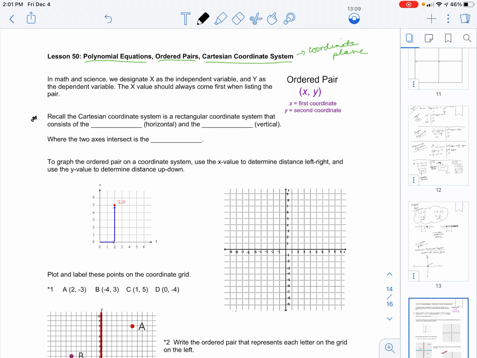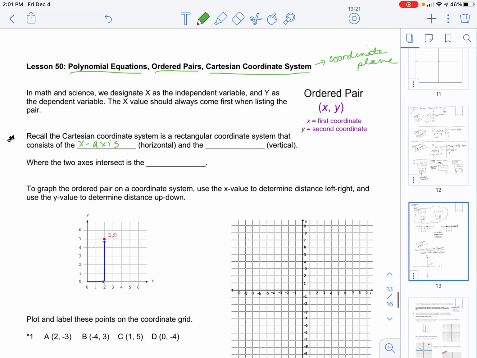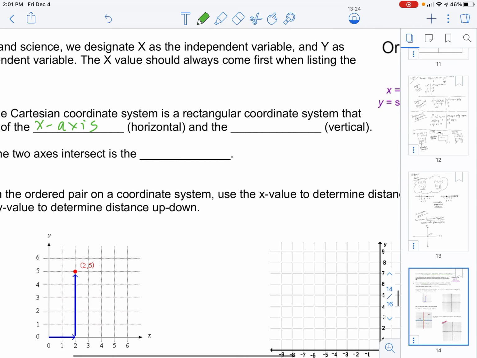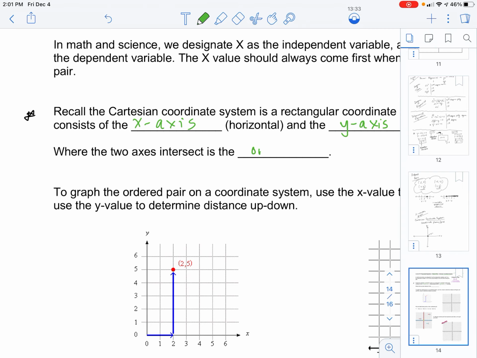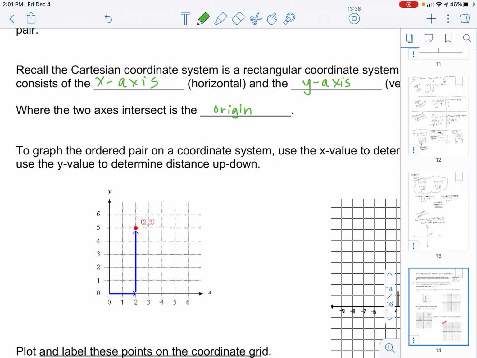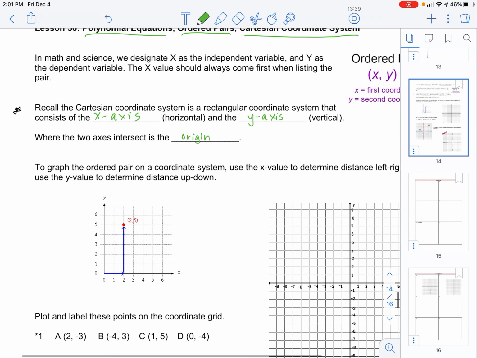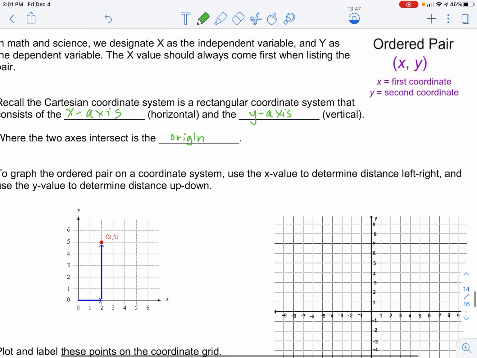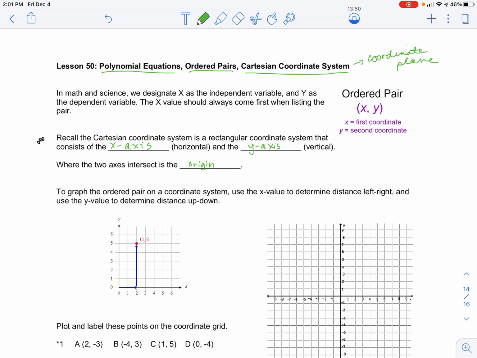Okay, right here where it says recall the Cartesian coordinate system is a rectangular coordinate system that consists of, and I'm going to change my color, the x-axis, which is the horizontal, which goes left to right, and the y-axis, which is vertical, up and down. Where the two axes intersect is known as the origin. Okay, and we know that to graph an ordered pair on a coordinate system, we use the x value to determine the distance that goes from left to right, and the y value to determine the distance that goes up and down.